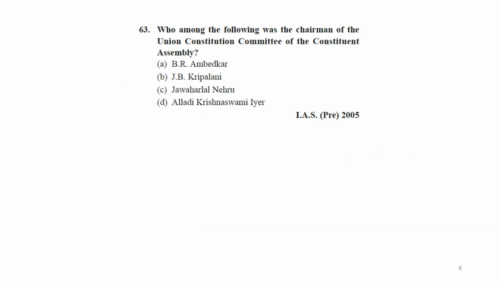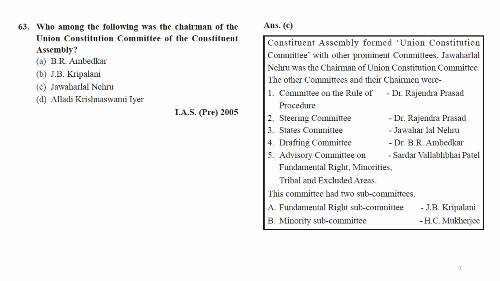Next, who among the following was the chairman of Union Constitution Committee of the Constituent Assembly? B.R. Ambedkar, J.B. Kripalani, Jawaharlal Nehru, Alladi Krishnaswamy Iyer. It is actually C, Jawaharlal Nehru. The Constituent Assembly formed the Union Constitution Committee along with other prominent committees. Jawaharlal Nehru was the chairman of Union Constitution Committee.